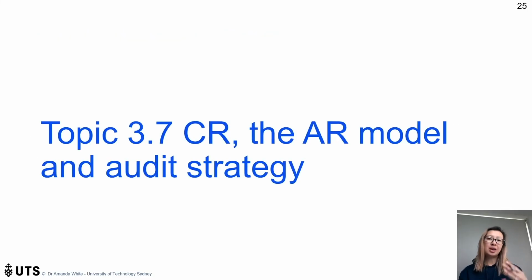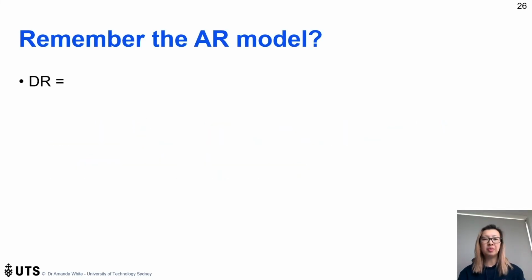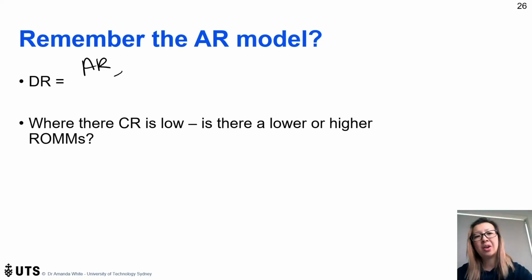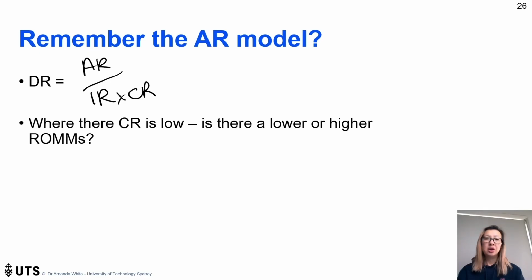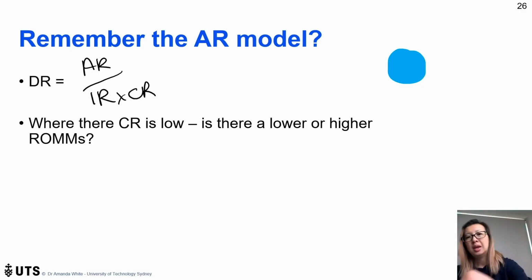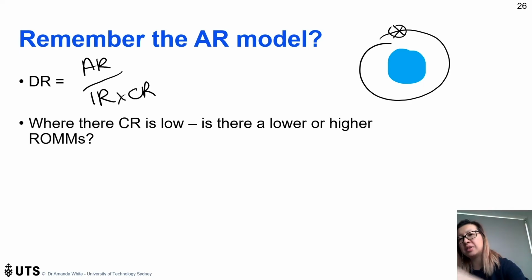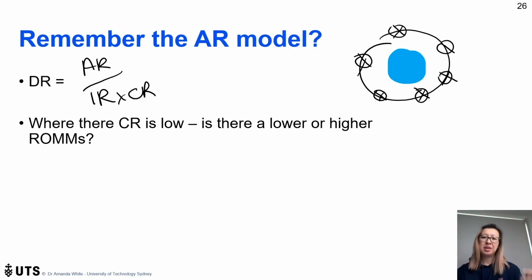So now let's look at control risk, the audit risk model, and audit strategy. So remember our audit risk model: DR equals AR over IR times CR. So when control risk is low, is there a higher or lower risk of material misstatement? Well, think about this. Just imagine that's my blue accounting data circle here. This is my internal control system, and in a low control risk situation, I have lots of controls that prevent the wrong transactions from entering my accounting system.